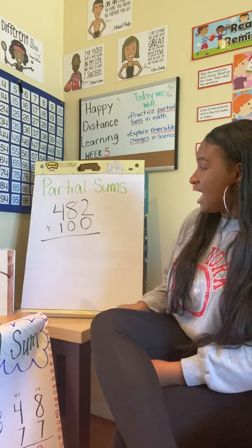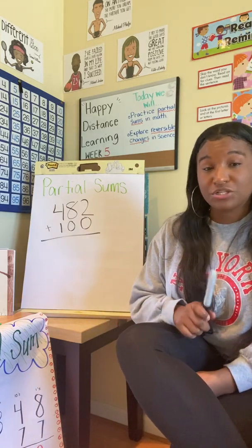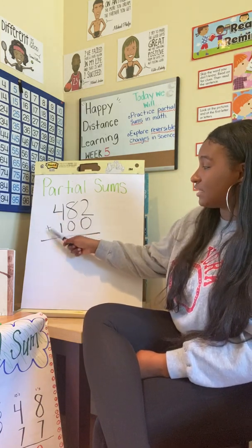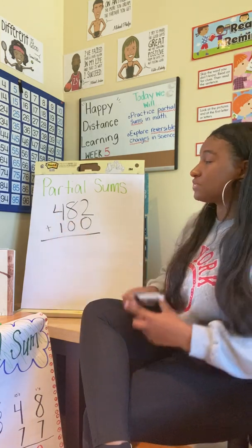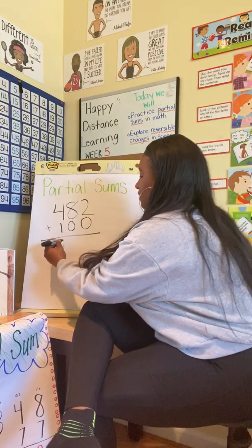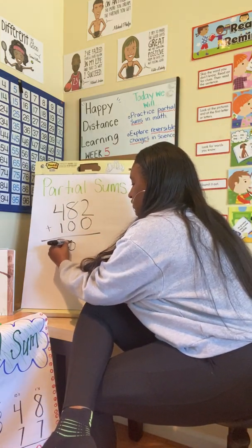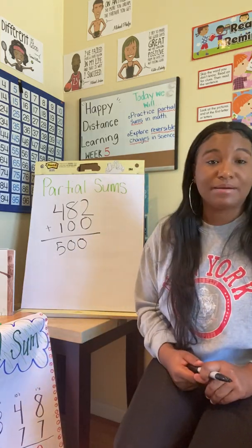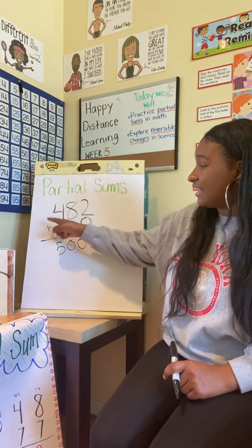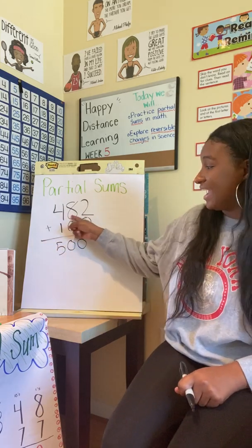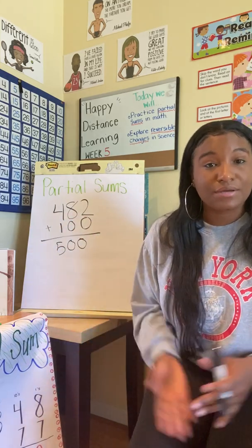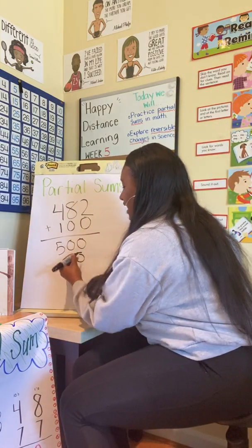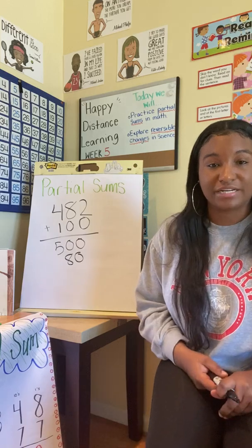Very good. All right, we know we always start with partial sums. We start with our hundreds place first. So we know that 4 plus 1, or 400 plus 100 equals 500. Good job. Next, it's time to add up our tens place. There's an 8 and a 0 in our tens place. So 80 plus 0 will still equal what? Great job, 80. So then put the number 80 at the bottom of 500.